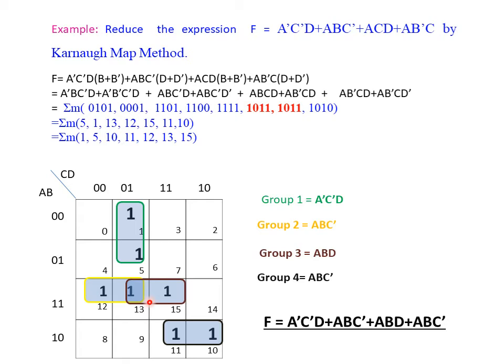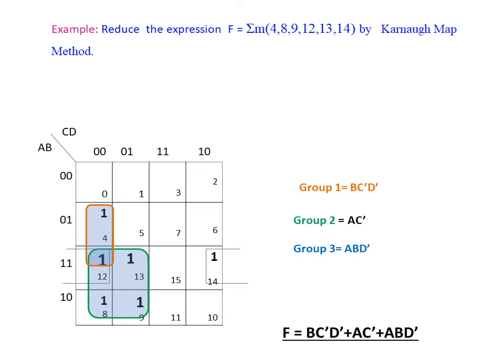For this grouping, the AB, the common is D, ABD. And for this green cell grouping, A bar, C bar, D. In this example, first we placed the ones, then we are checking the grouping.